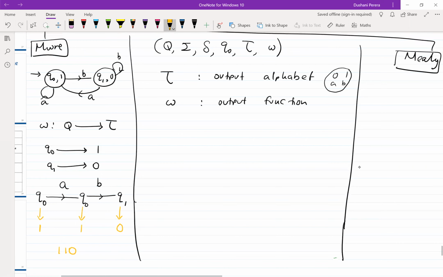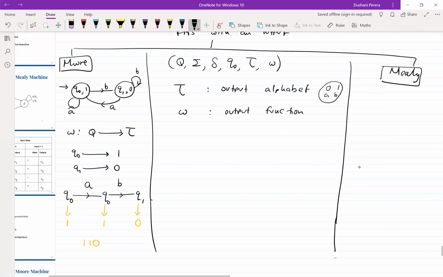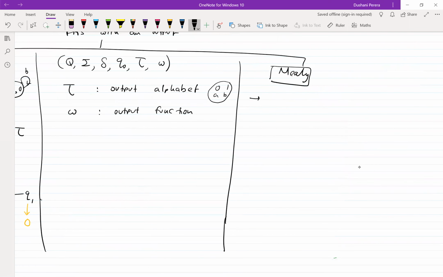Then a Mealy machine works like this. Here the states are the same, there's no difference in the states. The difference is in the traversal. This is the alphabet symbol B, that's the alphabet sigma, and the output is there. Here the output is associated with the alphabet, with the traversal.